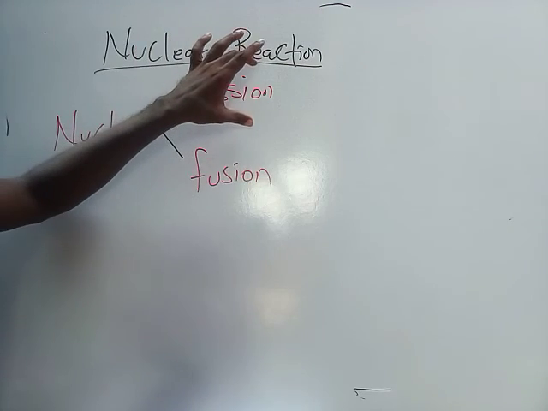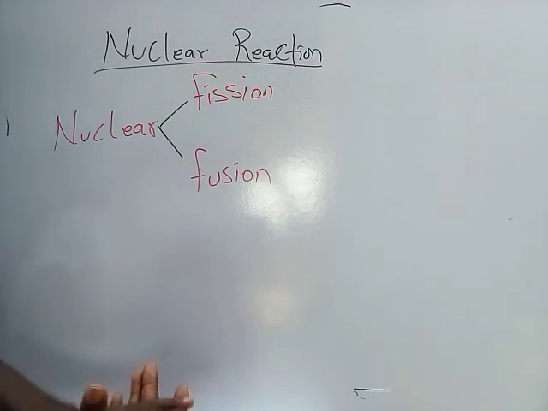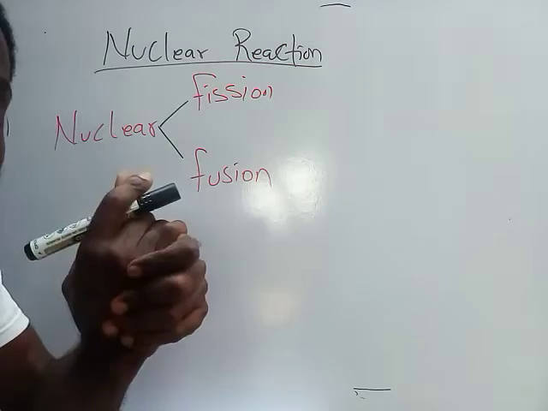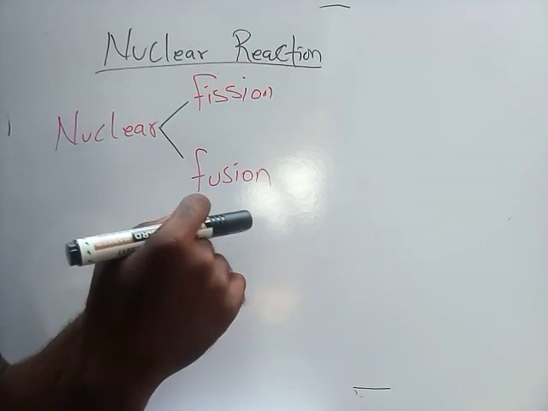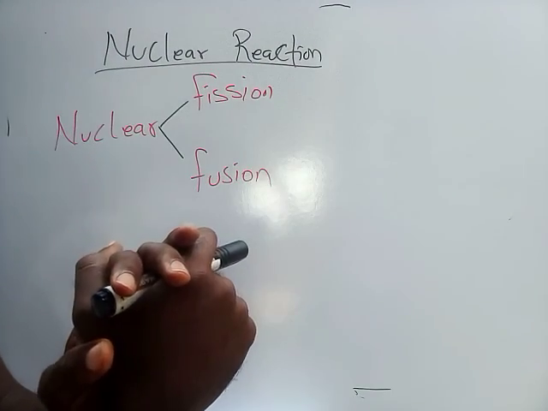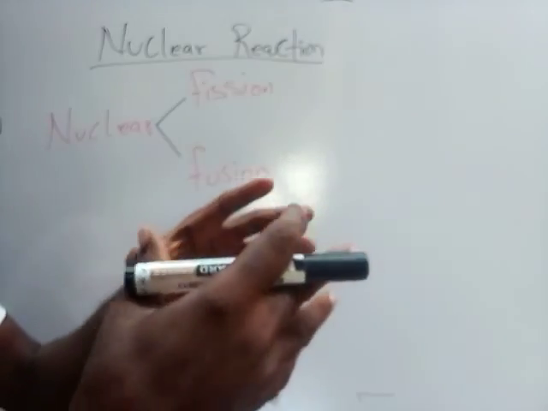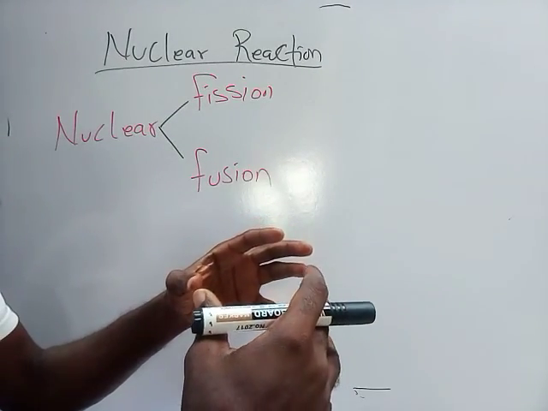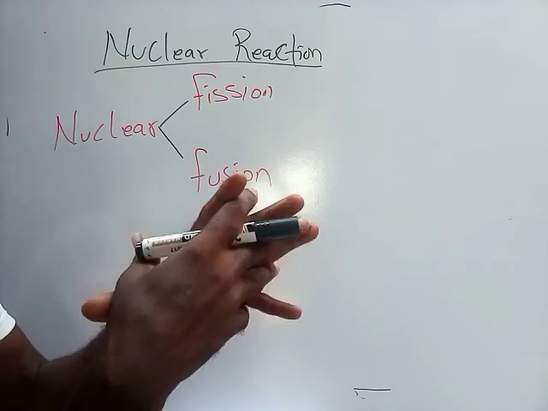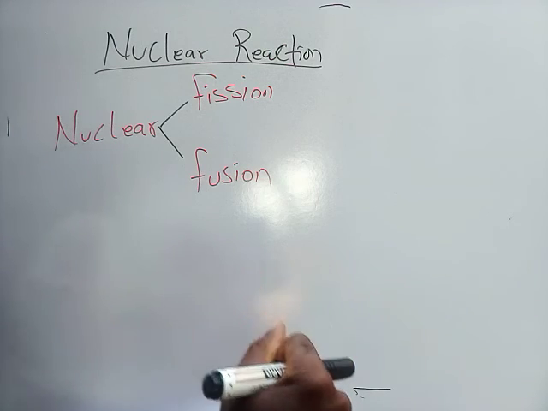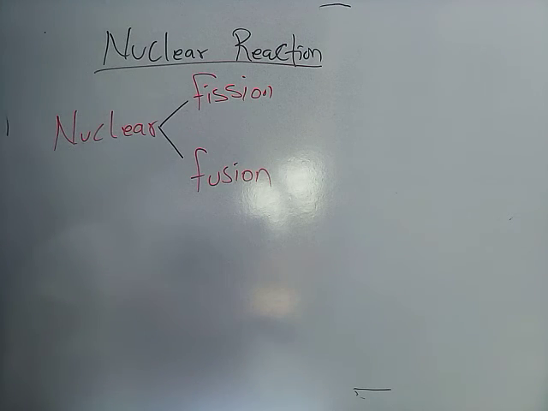In nuclear fission, a heavy nucleus is being divided, and in doing so it produces smaller nuclei. But in fusion, two nuclei come together to fuse together and produce a heavy nucleus.